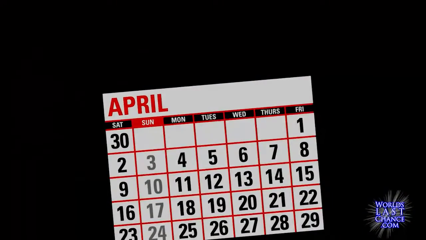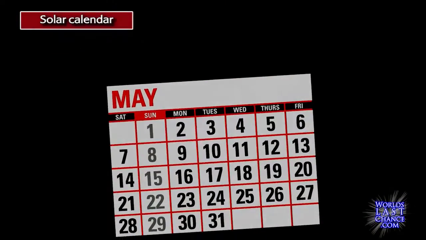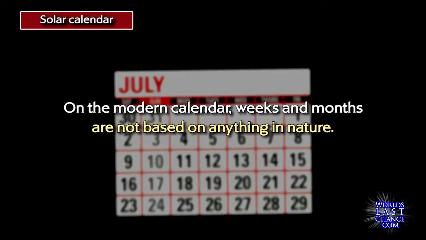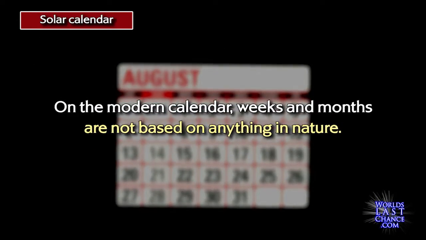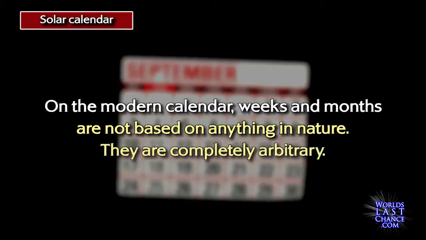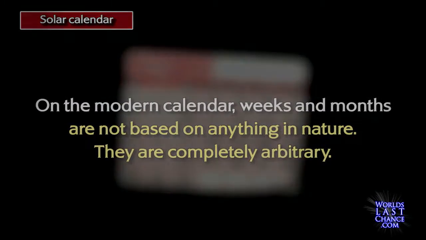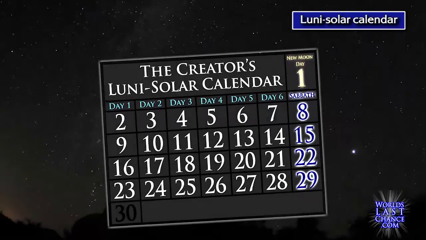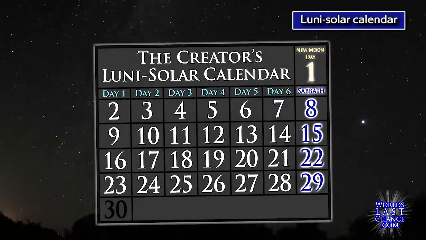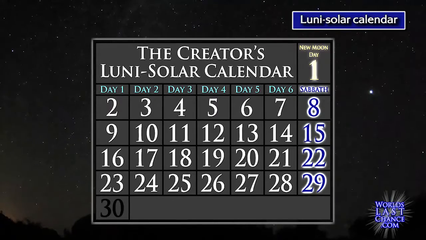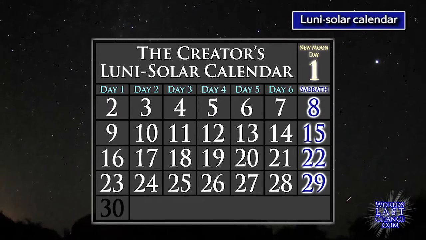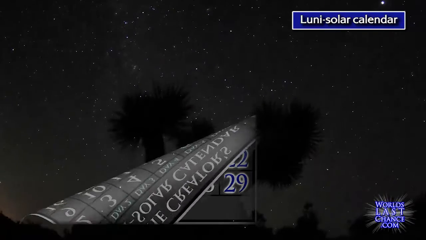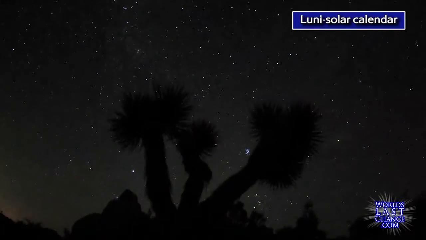The modern calendar is a solar calendar. On the modern calendar, weeks and months are not based on anything in nature. They are completely arbitrary. The luni-solar calendar, established by Yahweh at the creation of the world, is different. The calendar of creation is based entirely on nature.